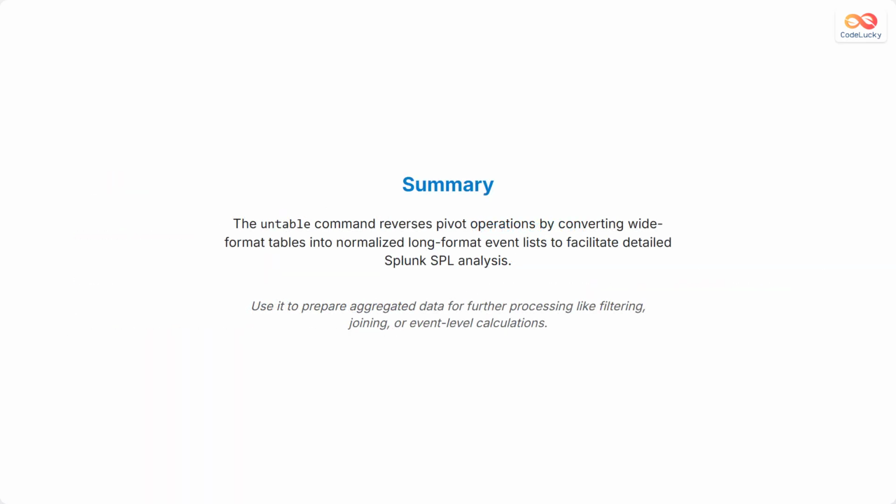In summary, the untable command reverses the pivot operation to convert wide format tables into normalized long format event lists. This transformation facilitates detailed analysis in Splunk SPL by preparing aggregated data for filtering, joining, and event-level calculations.